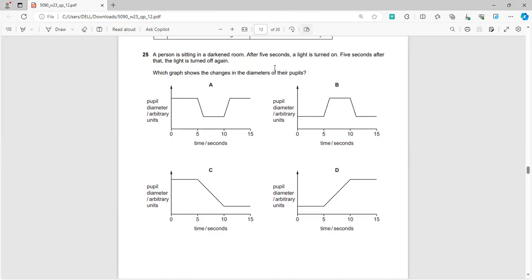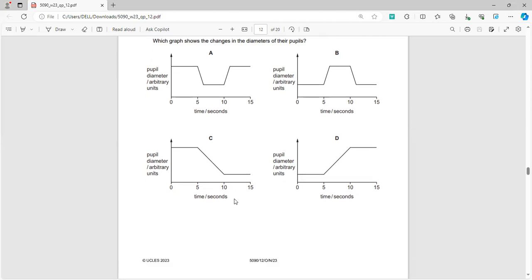Now, obviously we know the pupil reflex: the ciliary muscles contract and the radial muscles relax, which decreases the overall size of the pupil when the light is turned on. This is the accommodation reflex. Now, which graph shows the changes in diameter? You can see they say after 5 seconds the light is turned on. So after 5 seconds there should be a sharp decrease in the size of the pupil. So the correct option will be A. It can't be C, because our pupils shrink instantaneously. After 5 seconds is too much time for the pupils to shrink in size.